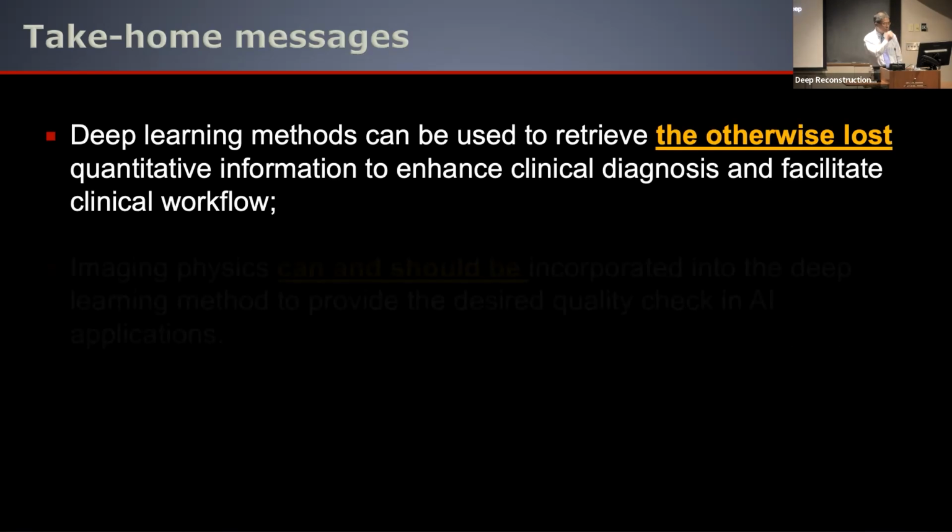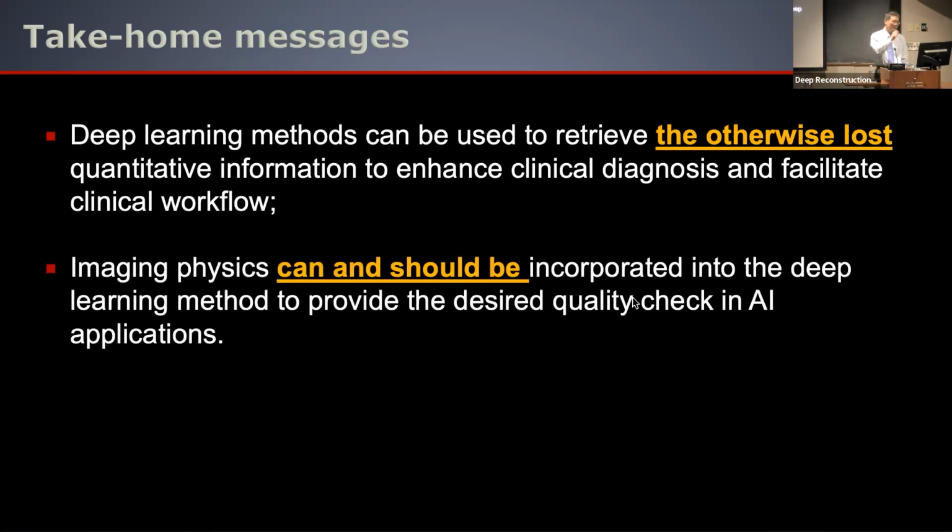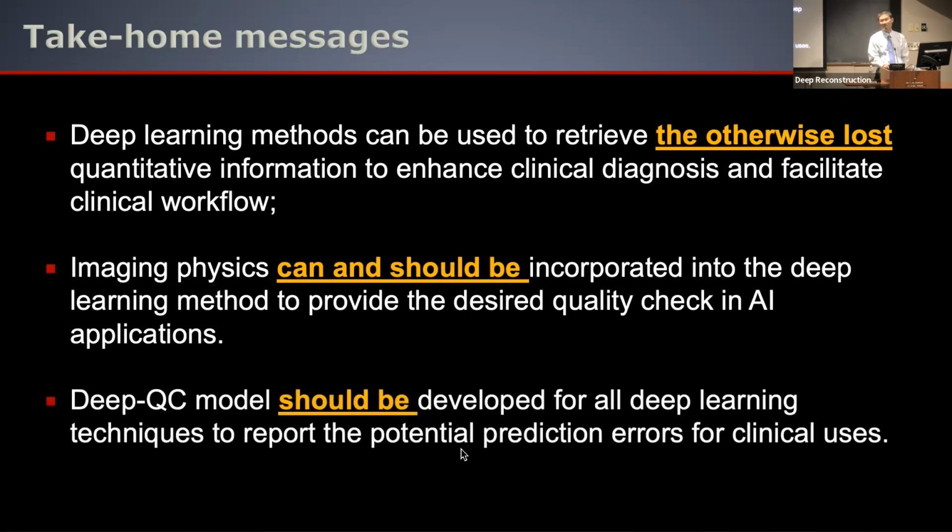So that is basically what I would like to share with you, and the take-home message has three points. Number one, we are optimistic deep learning methods can indeed be used to retrieve otherwise lost quantitative information to enhance clinical diagnosis and facilitate clinical workflow. Number two, imaging physics can be and should be incorporated into deep learning methods to provide the desired quality check in AI applications. We showed a case, at least as one example, where a QC model can be trained and developed to help our clinicians have some confidence in the Deep-En-Chroma model.